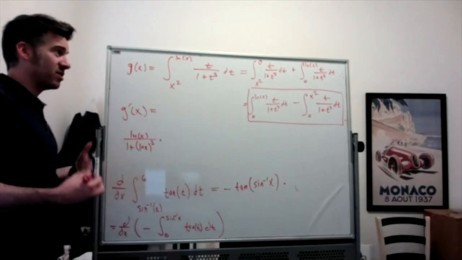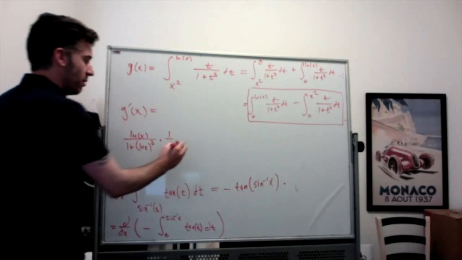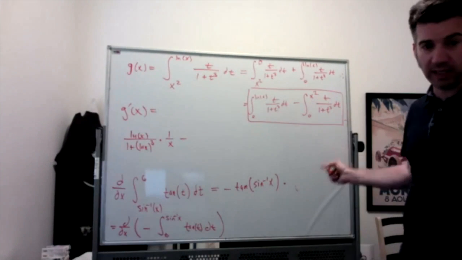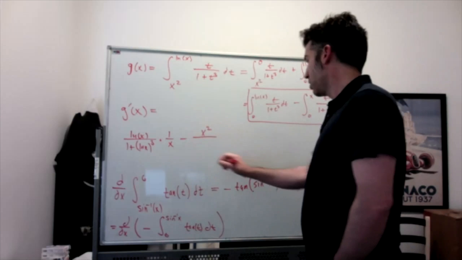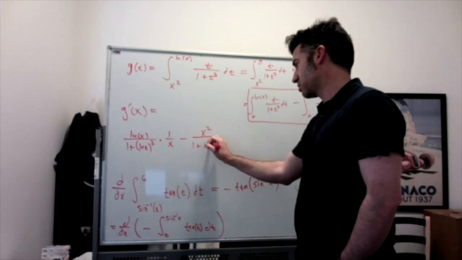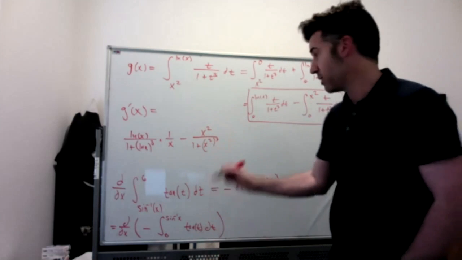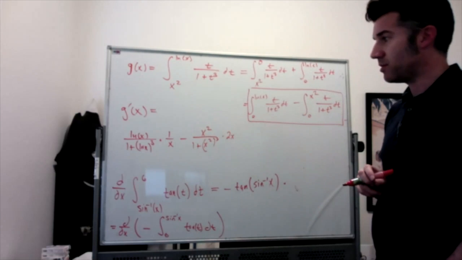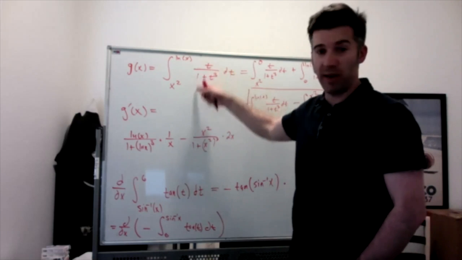And then we're going to multiply by the derivative of the natural log of x, which is 1 over x, minus, same deal here. We're going to plug in x squared for each t. So I'm going to get x squared over 1 plus x squared cubed, which I should simplify to x to the 6th, times 2x.